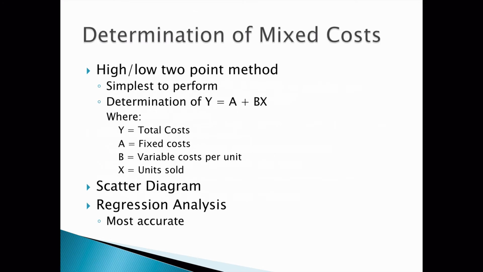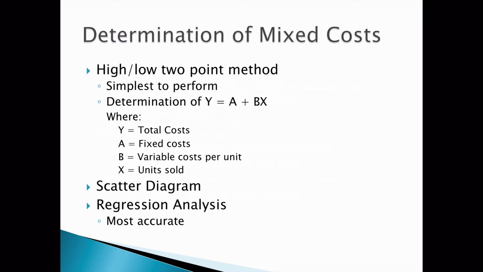And the way that we're actually going to go ahead and calculate mixed costs and separate them into their fixed and variable components is by using the high-low two-point method. And it's the simplest way to do this. It takes a little bit of math, but anybody can do it anywhere. It's not like the other ones where we have a scatter diagram or regression analysis where we actually need to spend time plotting or doing an analysis with a computer.